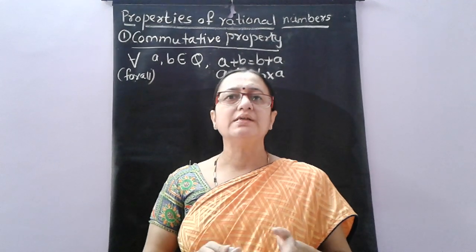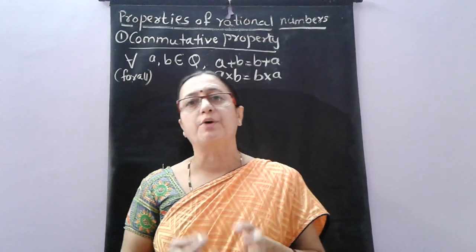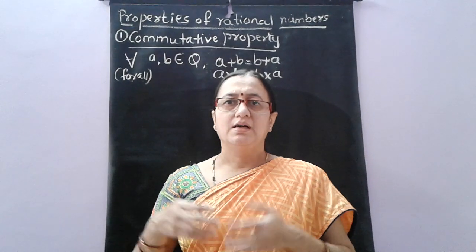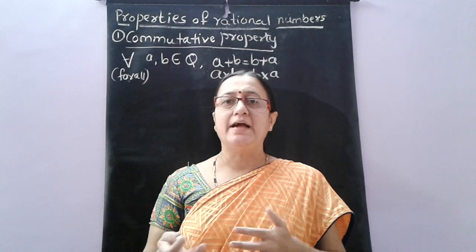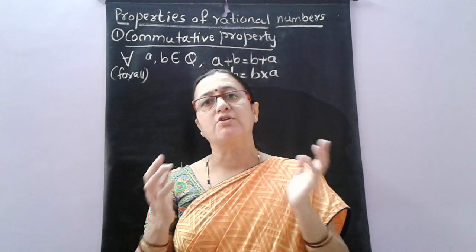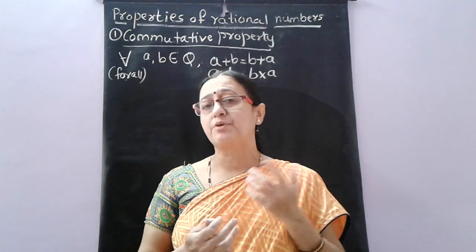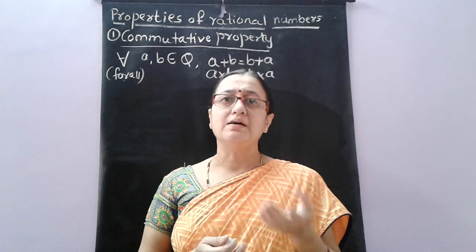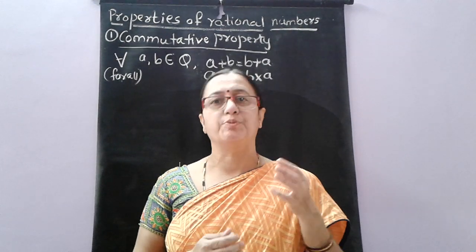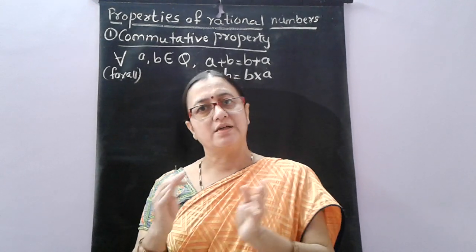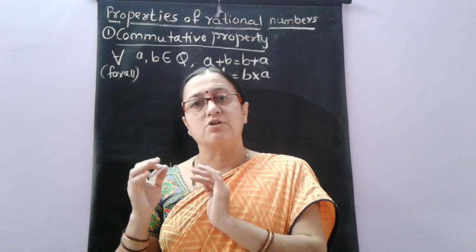Hello children, in this session we are learning about different properties of rational numbers. In case of integers, whole numbers and natural numbers, you have learnt about different common properties of them. Which are the properties? Commutative property, associative property and distributive property. Same properties we are learning for rational numbers also.